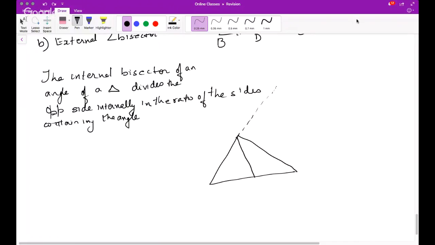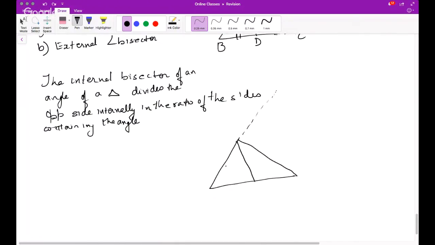So basically, what I was saying is this is A, B, C, D, and I told you to extend BA to E, and then you join EC. And what is the condition here? You have to make sure that AE is equal to AC. That is what we have done in the construction.